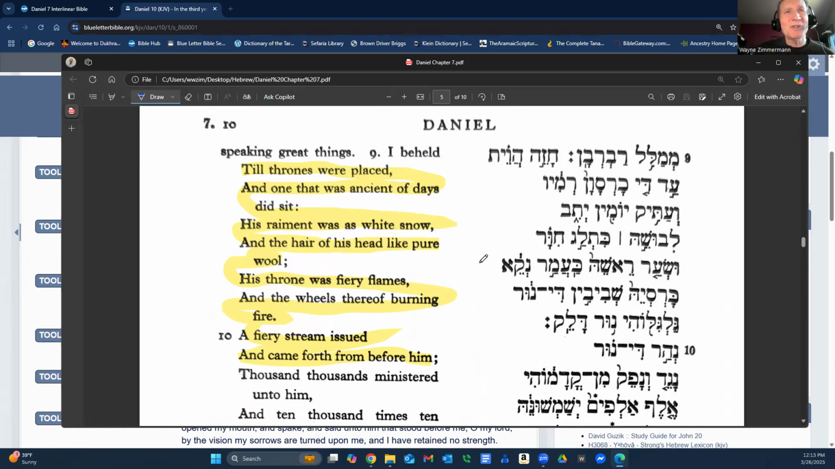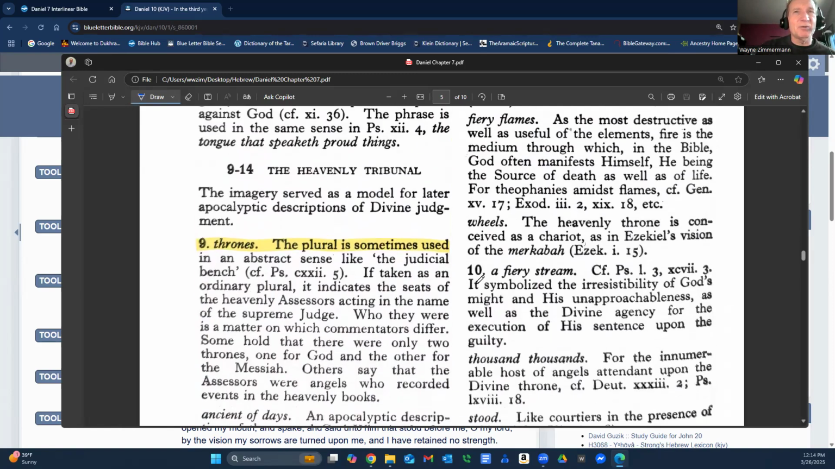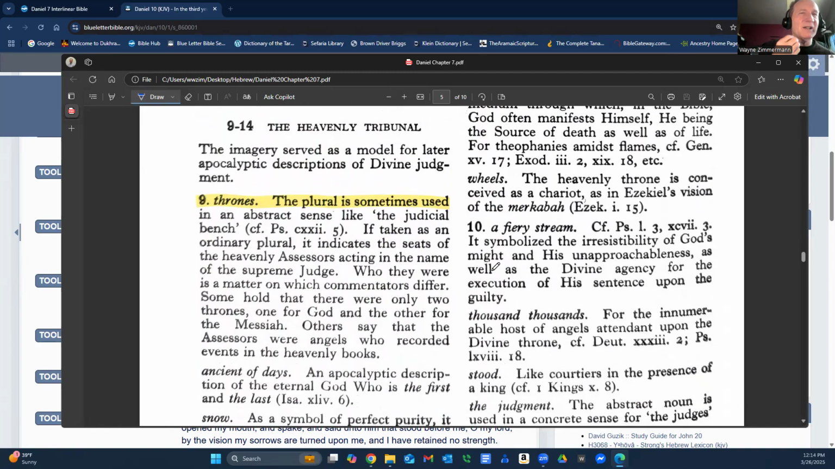So I want to know, who is this Ancient of Days? What are these characteristics about him? What could have been going on here that Daniel saw? So we look down at what the Jewish sages would have to say on this concept of thrones. Remember, the Jews are very monotheistic. They set the guidelines, they set the standard for monotheism, which Christianity then grew out of. Christianity is also monotheistic. So how do they address this term of thrones? They look at it as a judicial bench, of heavenly assessors acting in the name of a supreme judge.